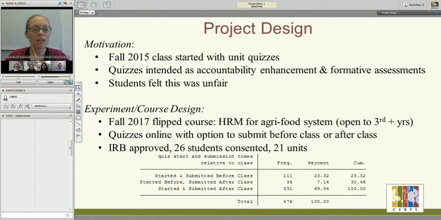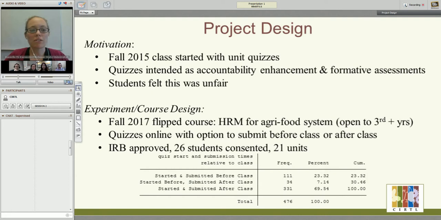So being mindful of this, when I was assigned as the instructor of the class this fall, I decided that I had really liked the course design when I had TA'd for it. I thought it was very effective for students, that the group work was especially important for a human resource management class, and I wanted to maintain that same structure, but be mindful of the student concerns that had been raised previously. So I decided to move quizzes online.